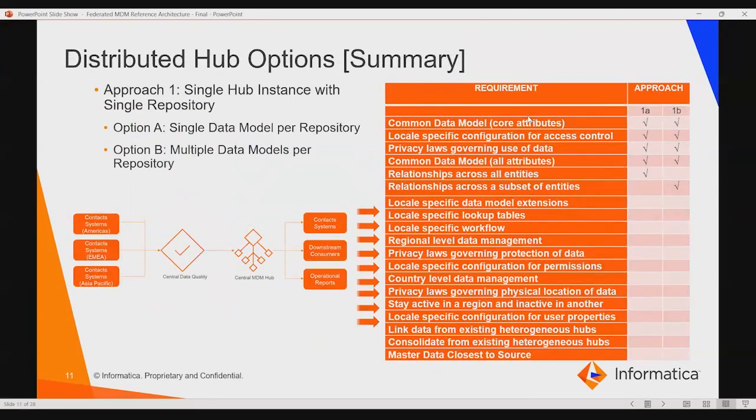So what are the different requirements based on which you take this decision? For example, if you had a common data model, local specific configuration, privacy laws, common data model, relationship across entities, relationship across subset of entities. If you had these sort of use cases, you would go for this kind of a distributed hub option. So that is the purpose it would solve.